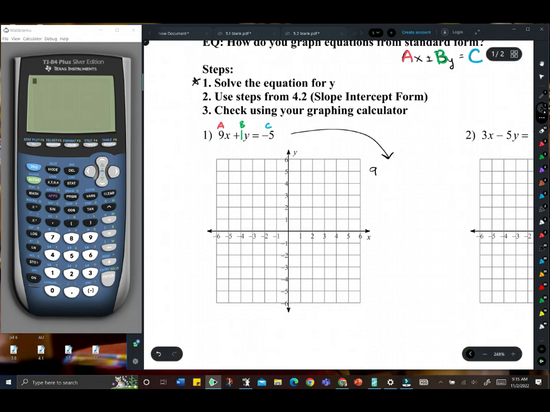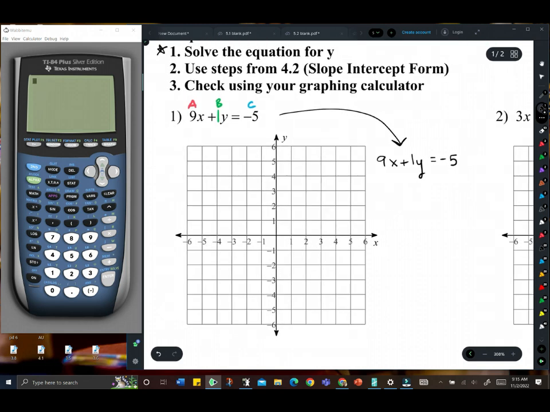So we would have 9x plus 1y equals negative 5. We need to get the y by itself. So we are going to subtract 9x from each side. Just like that. That's going to leave us with y equals negative 9x minus 5.